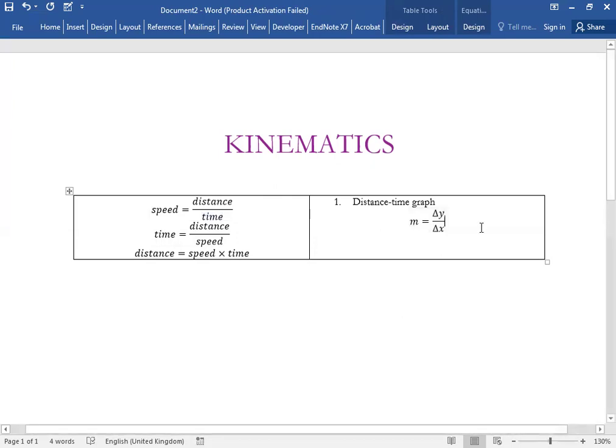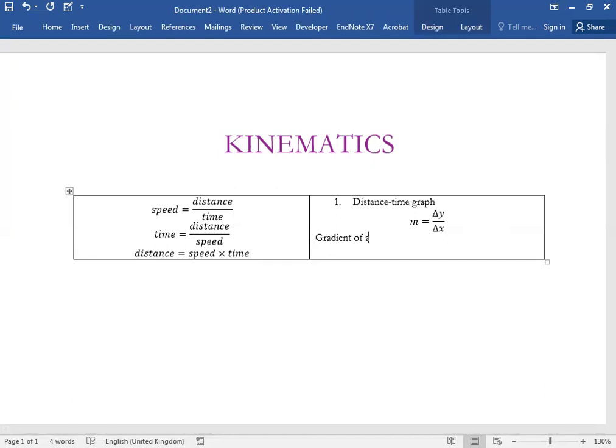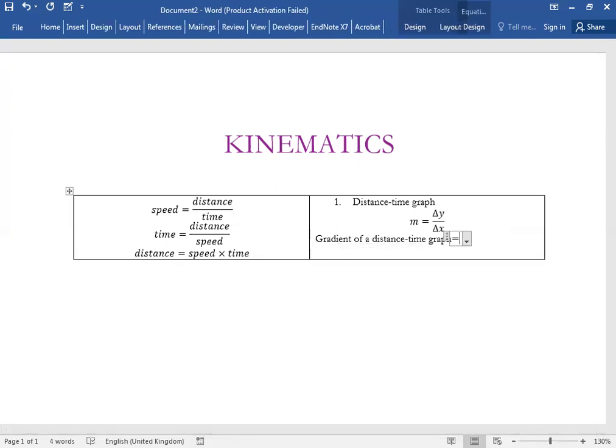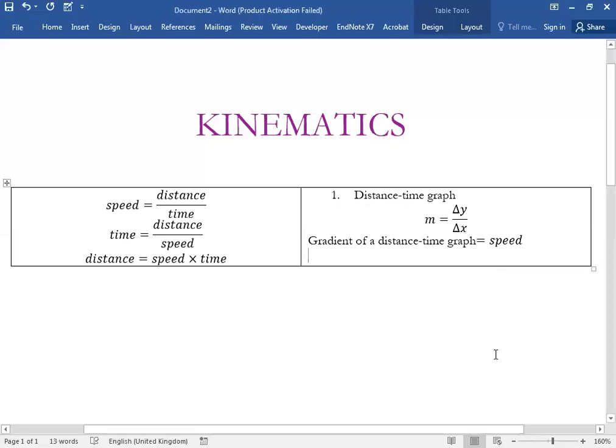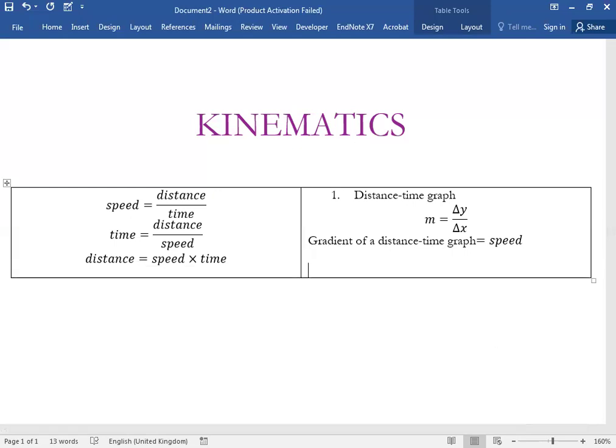Clear है या नहीं है? So what does this show us? This shows us that the gradient of a distance time graph is basically speed. This is about the basic distance time graph. First, it tells you how the distance varies with time, and then the gradient can also tell you the speed. दूसरा जो graph हम देखेंगे, that is speed time graph.